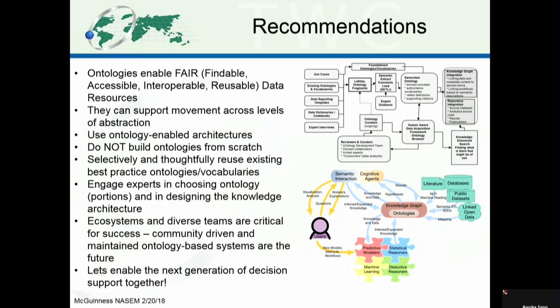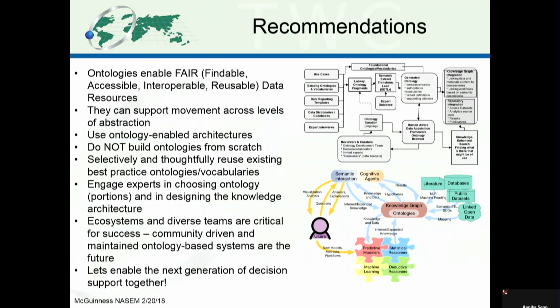But notice that this is the ontology just over here, and this bigger thing is how I'm going to build it and use it. And this is the ontology here because it's the glue between things, but my decision support is really up here. So don't build them from scratch. Selectively and thoughtfully reuse existing best practice ontologies and engage experts in figuring out which pieces to pull out and how to put them together and how to map them.